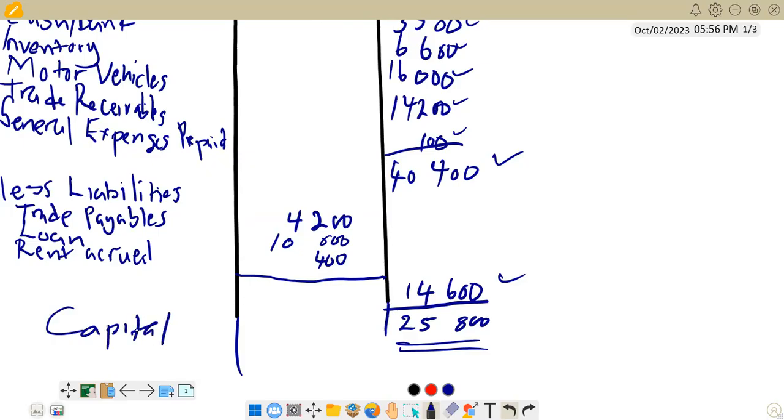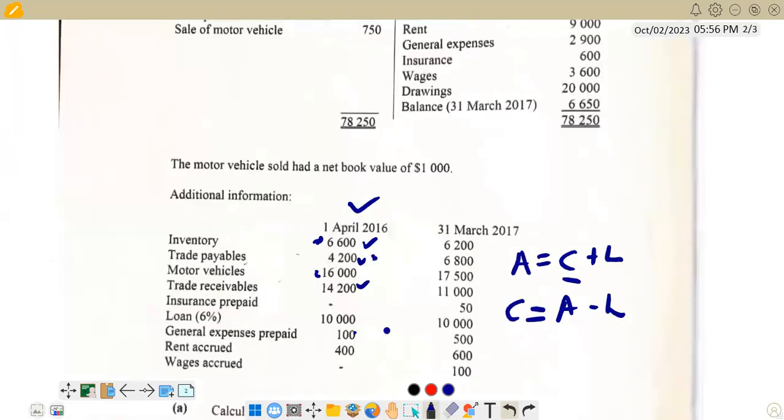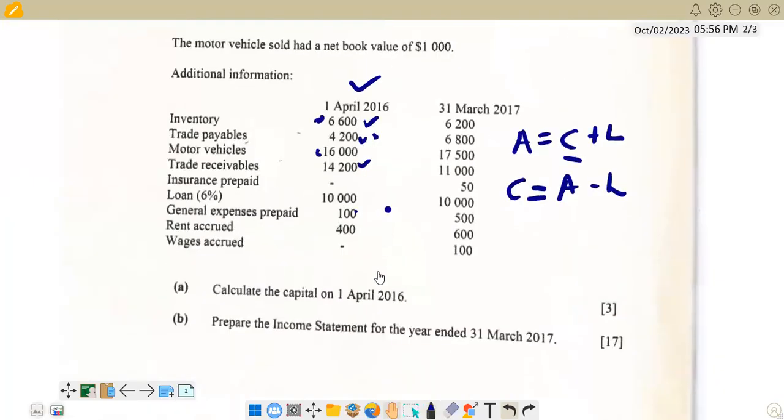If you remember the formula for the accounting equation that we highlighted at the beginning there, it's now coming out because the total for assets, this one 40,400, then we've subtracted the total for liabilities, which is 14,600. Then this is our capital. So we have finished the first part of the question. Let's go to the second part. If you go down to check what it requires, it's requiring us to prepare an income statement.